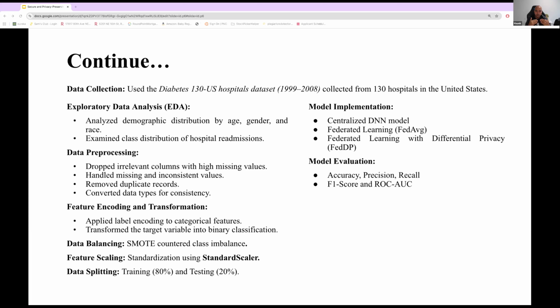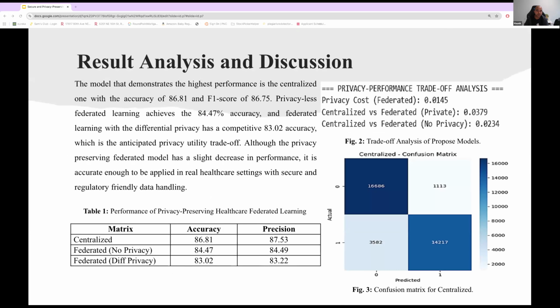So the centralized DNN sets the performance ceiling, and then we used federated learning without any differential privacy mechanisms, using the federated averaging algorithm for data locality. And finally, we used the federated learning model with differential privacy to provide mathematical guarantees for patient confidentiality. Each of these was rigorously measured using a suite of metrics, including accuracy, F1 score, precision, recall, and everything.